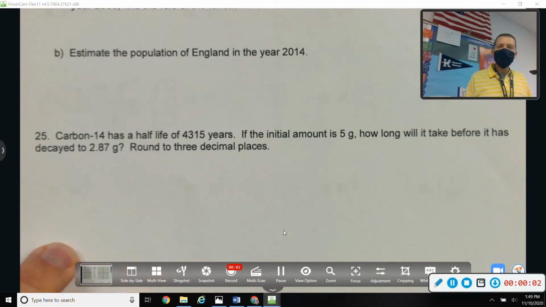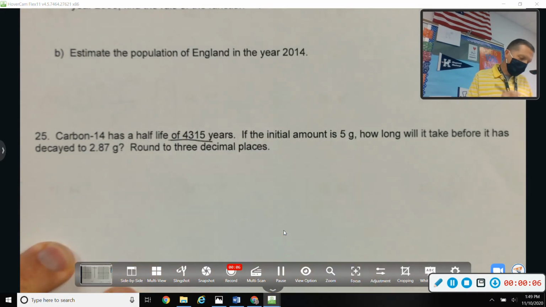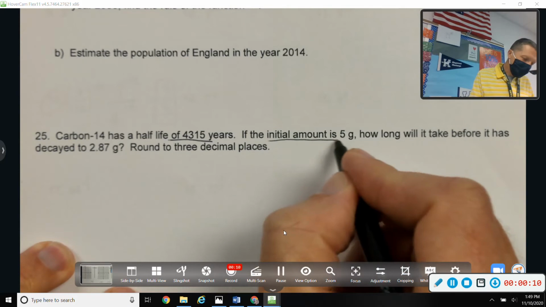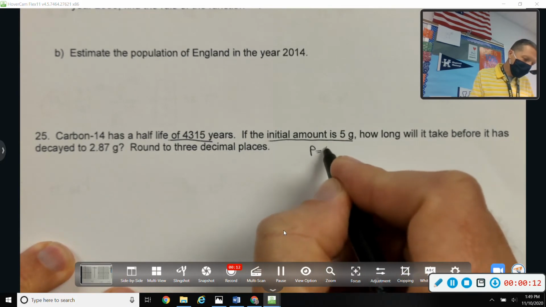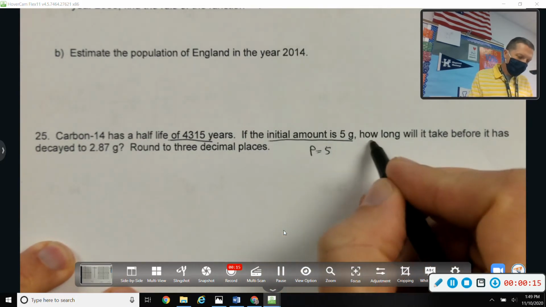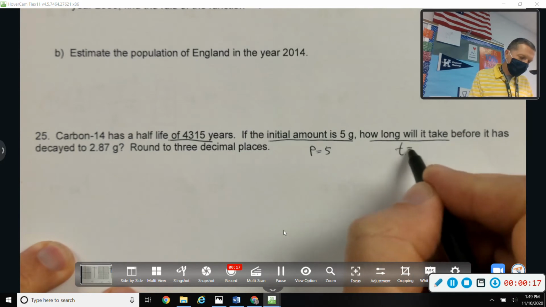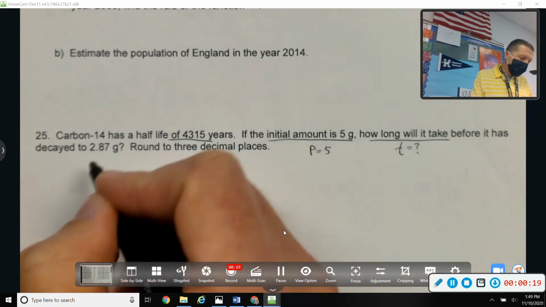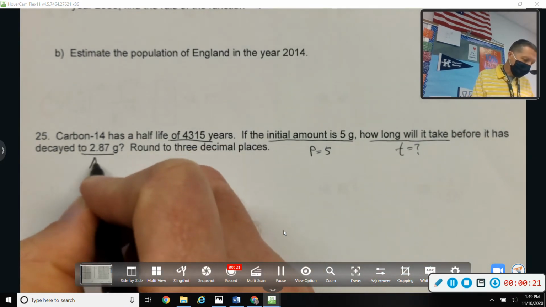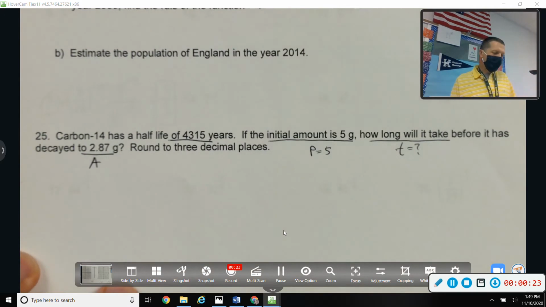Number 25 on the review, a half-life problem. Carbon-14 has a half-life of 4,315 years. If the initial amount, that sounds like pre, how long will it take? That sounds like time. Before it has decayed to, that sounds like after, 2.87, round to 3 decimal places.